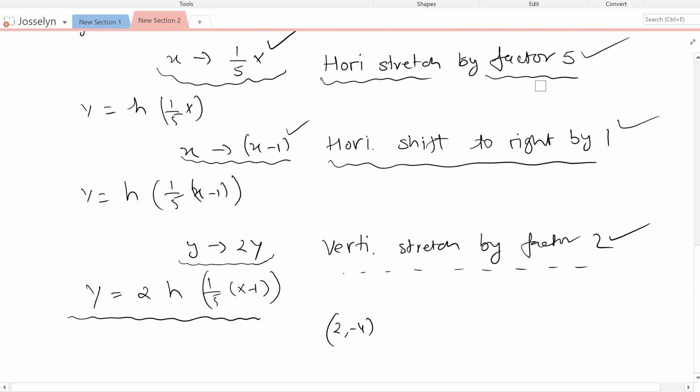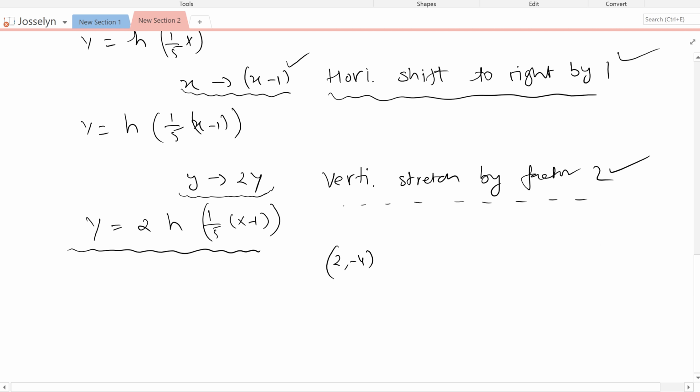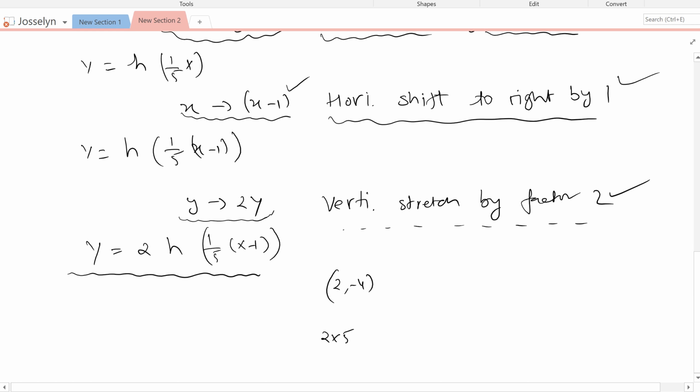The first one is the stretch by factor 5, so that means you're going to multiply 2 by 5 because it's a factor. And then you do a horizontal shift by factor 1, so you do plus 1, right? Because it's to the right. Plus 1. That's my new x.